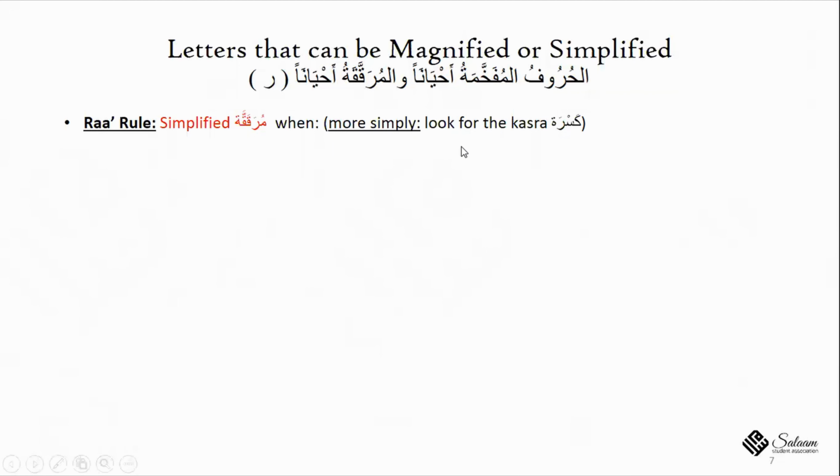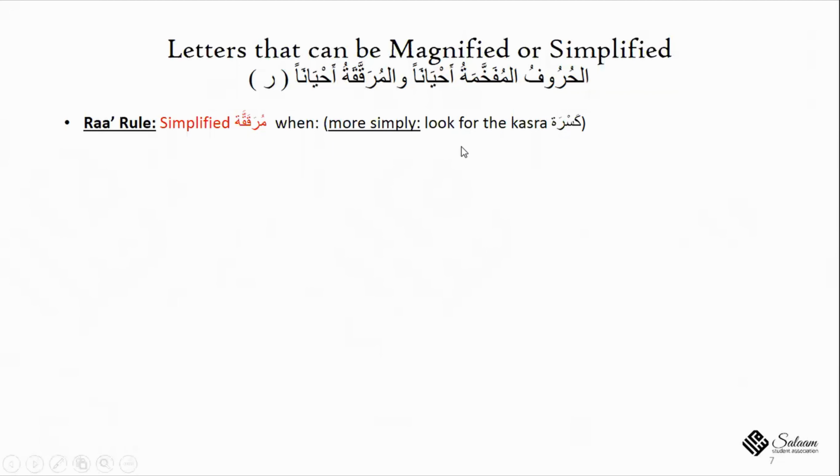The second rule is if the ra is stable, but before it is kasra, and it also cannot have a harf mufakham before it. So the ra itself is stable, but before it is kasra, like here, Fir'aun, fir. Ra here is simplified.